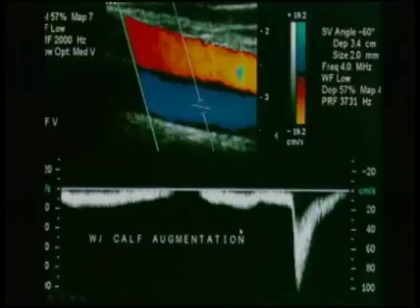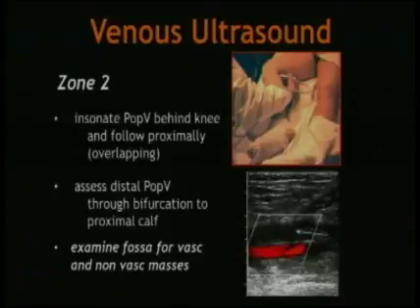However, again, if you have a suspicion of thrombus in places that you can't see, occasionally an augmentation can be useful to document patency. However, this does not exclude the presence of a partial thrombus, so be careful in terms of your distal augmentation.